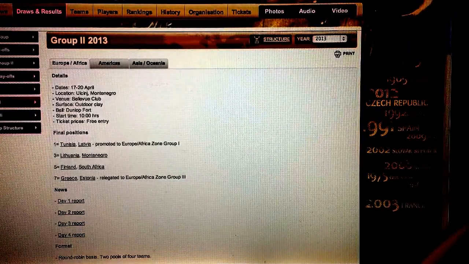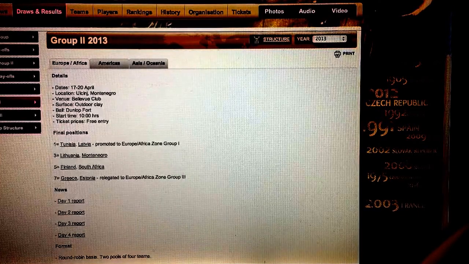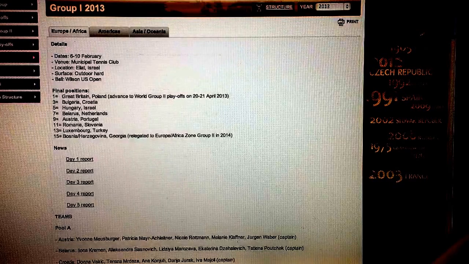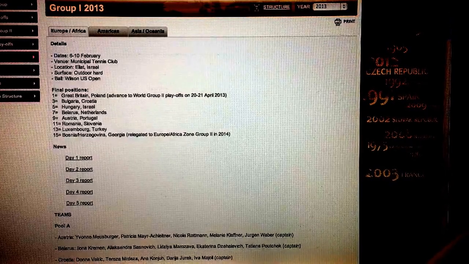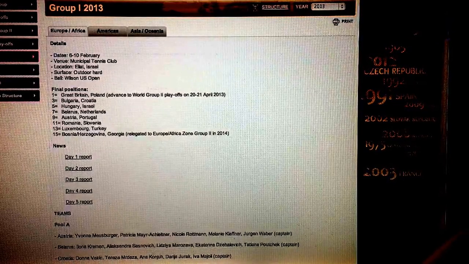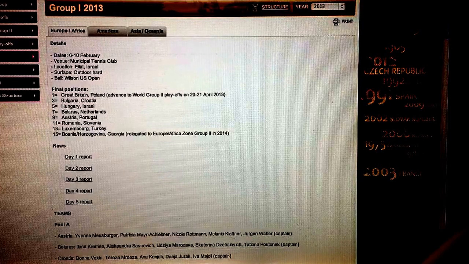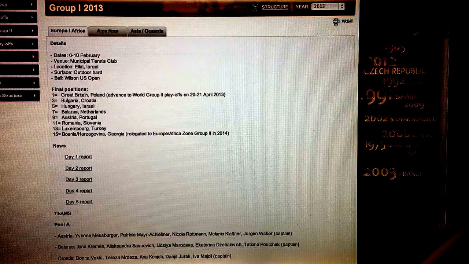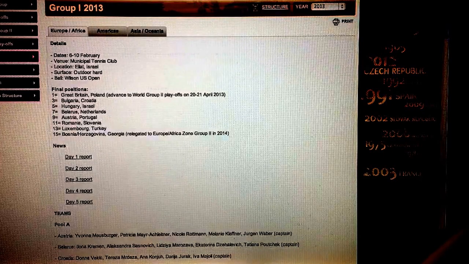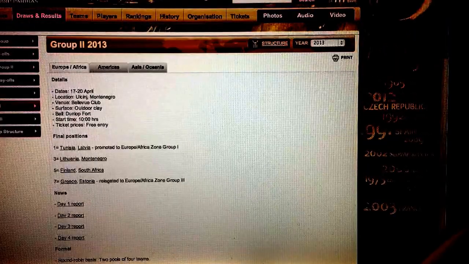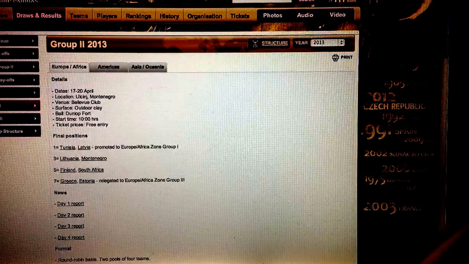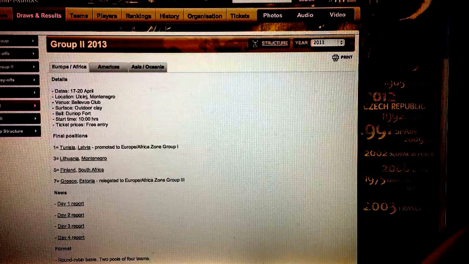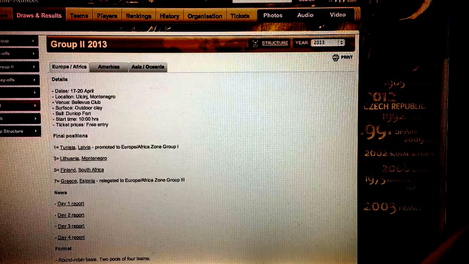As far as Group 2, again, they don't know where they're playing next year either, so that's not out yet. And even Europe-Africa Group 1, none of Europe-Africa, all the way through the groups, do not know where they're going to play. It's going to be one specific spot. As you can see, actually Bosnia and Georgia are the ones relegated to Group 2 next year. Tunisia and Latvia will be moved up. And then there's the rest of the teams that you'll see, Finland, South Africa, and what have you.